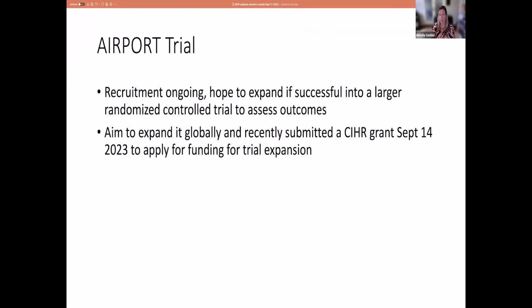So this recruitment is ongoing, and it's happening in multiple sites across the country, and the aim is to expand it globally. So they've just applied to a Canadian Institutes of Health Research grant last week to apply for funding for expanding this trial.